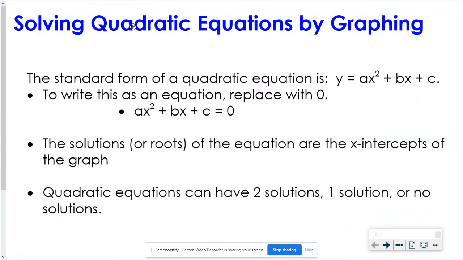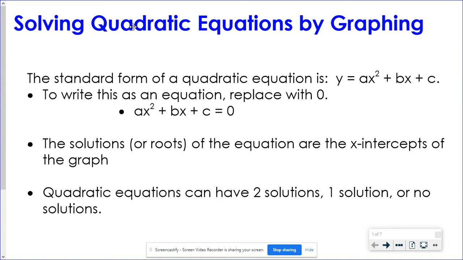Hello, algebra students. Today we are going to keep graphing our quadratic equations, which gives us a parabola as a shape. And we're going to be solving those equations now using graphing. We've already talked about finding the roots or finding the solutions or the zeros of the equation. It's where it crosses the x-axis. And that's what we're going to be doing today with these graphs.